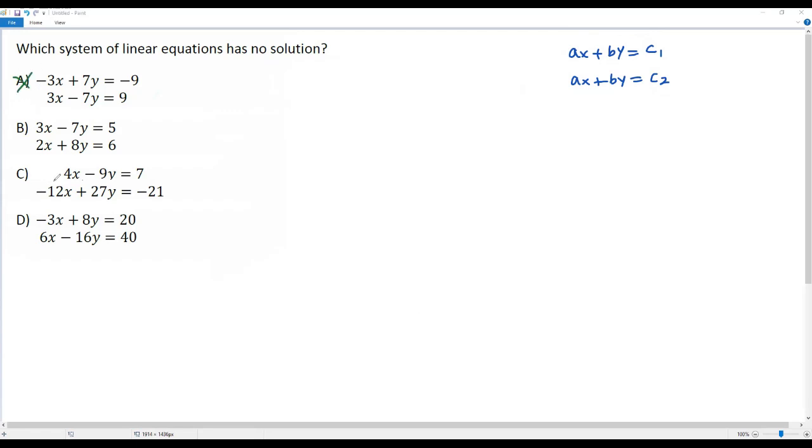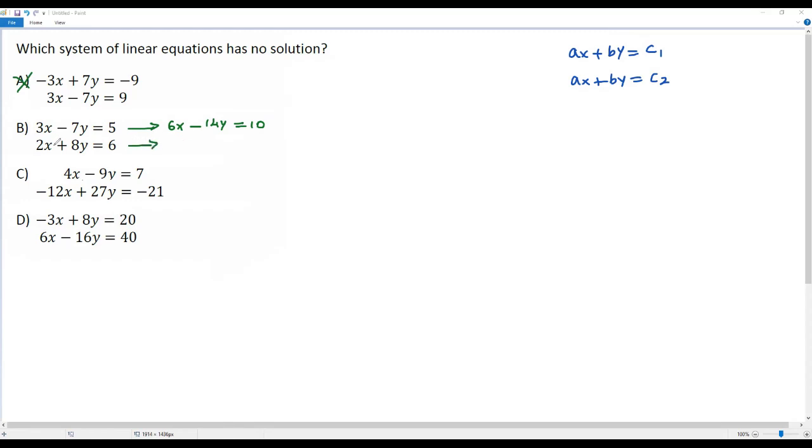Now let me consider the system we have in answer choice B. The coefficient of x in the first equation is 3. The coefficient of x in the second equation is 2. Okay, now let's try to make the coefficients in both the equations the same. For that, we have to get the least common multiple of 3 and 2, that is 6. So we have to make the coefficient over here as 6 and here also 6. Let's multiply the first equation by 2 to get 6 as the coefficient of x. Okay, let's multiply each term of the first equation by 2. 2 times 3x is 6x, and 2 times -7y is -14y, and 2 times 5 is 10.